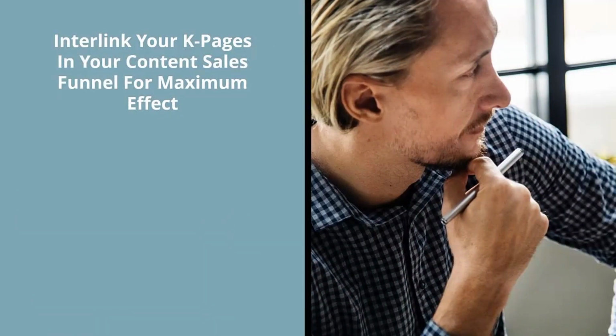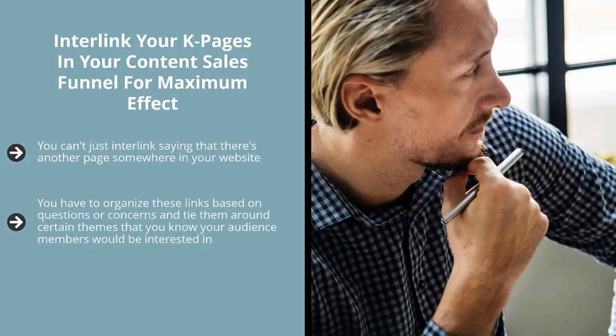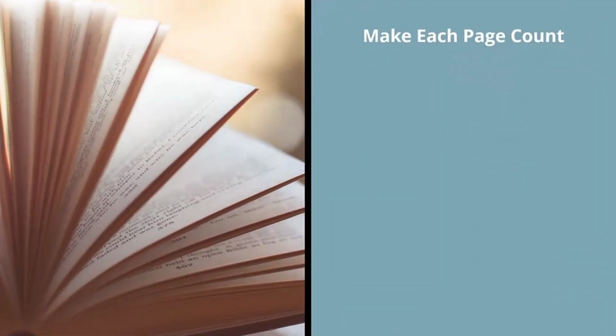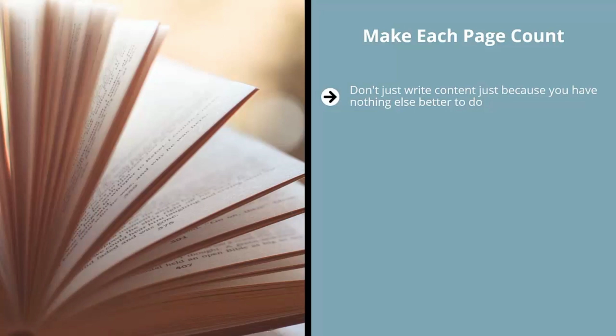Interlink your K pages in your content sales funnel for maximum effect. You can't just interlink saying that there's another page somewhere in your website. You have to organize these links based on questions or concerns and tie them around certain themes that you know your audience members would be interested in. Make each page count. Don't just write content just because you have nothing else better to do. Every single word, every single paragraph, every single page must have a purpose. That purpose should be obvious to you by now. Your purpose is to push people down the conversion funnel.